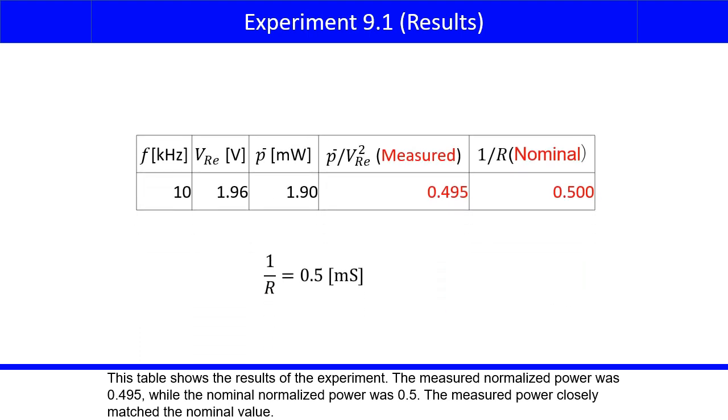This table shows the results of the experiment. The measured normalized power was 0.495, while the nominal normalized power was 0.5. The measured power closely matched the nominal value.